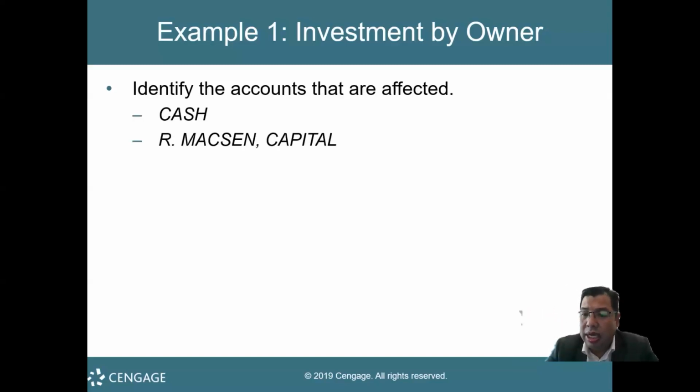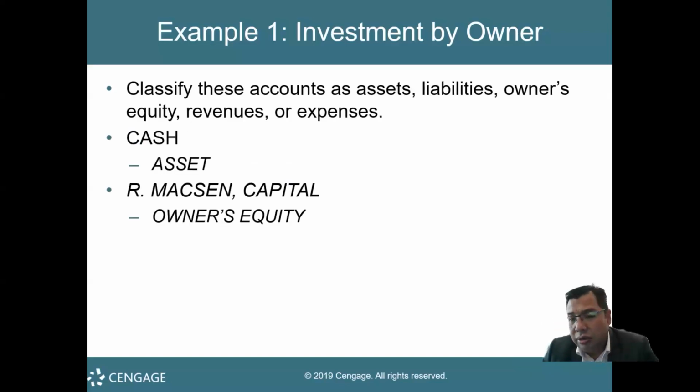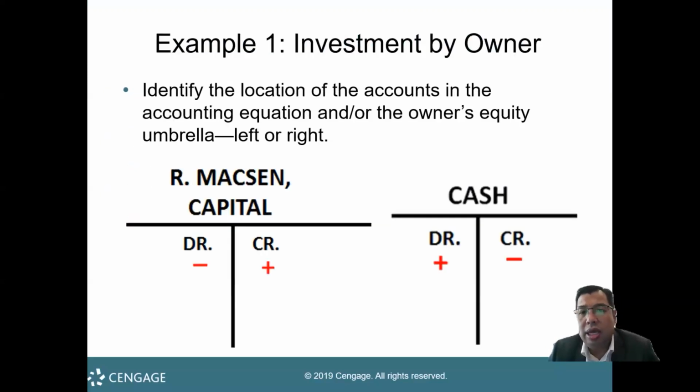Number one, there will be an increase in cash. The business now has cash of $2,000. And the second one, capital. Whose capital? Capital owned by Rohan Maxon. So what are the effects? Cash, for your information, is an asset, and capital is an equity account. So there is an effect on cash, an asset, as well as an effect on owner's equity: an increase in assets as well as an increase in capital.